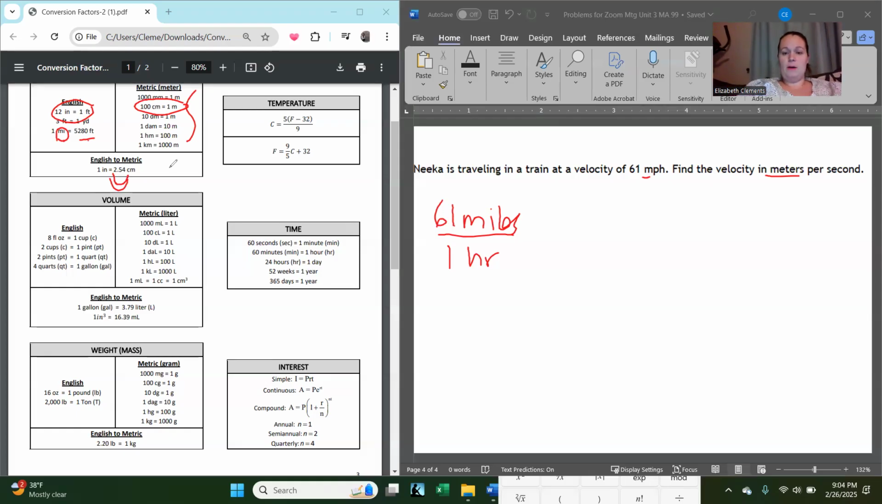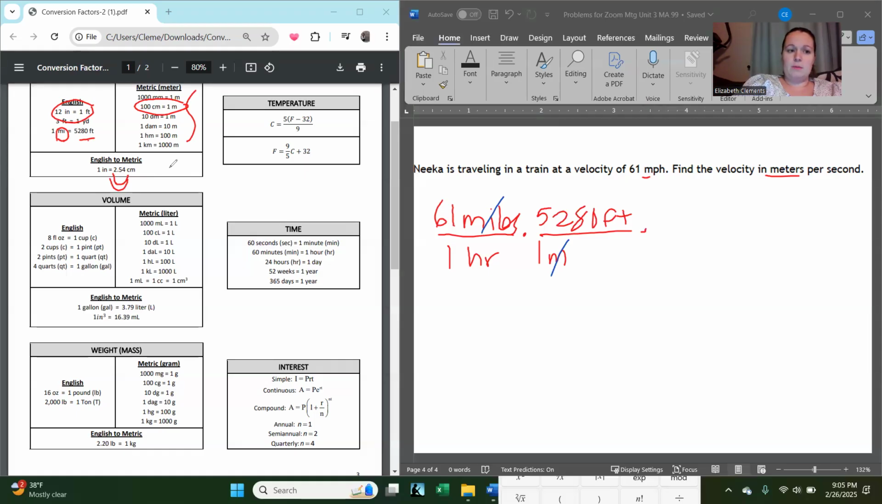So 61 miles per hour. I'm not even going to worry about the hours for now. We're just going to leave that there. So miles, I need miles gone. So I know 1 mile is equal to 5,280 feet. Every time, this miles crosses off with that. I'm getting closer to what I need. And then I'm going to multiply.